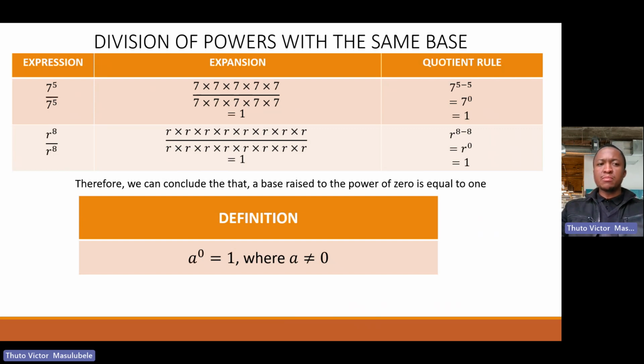So I want you to look at the expression on the far left, as well as the quotient rule on the far right. We have 7 to the power of 5 divided by 7 to the power of 5. By applying the quotient rule, meaning the second law of exponents, when you are dividing powers with the same base, you keep your base and you subtract the exponents. So you'll have 7 to the power of 5 minus 5, giving you 7 to the power of 0.